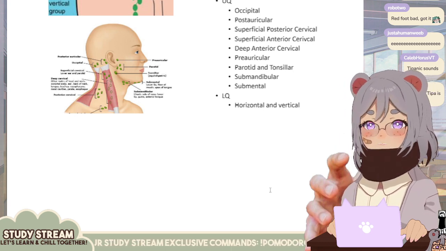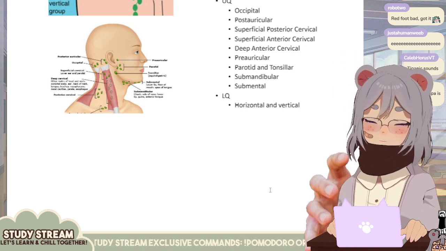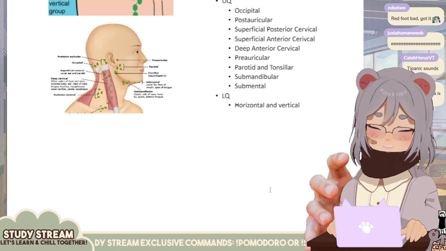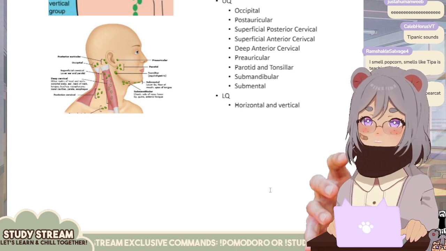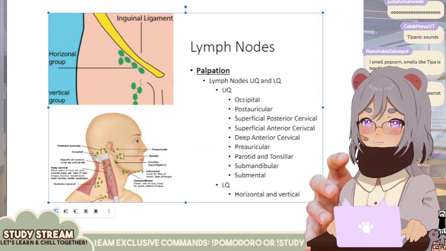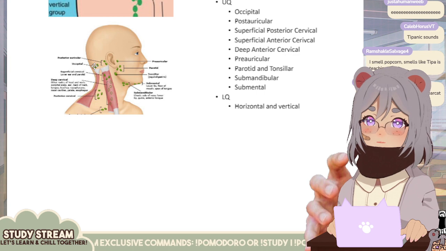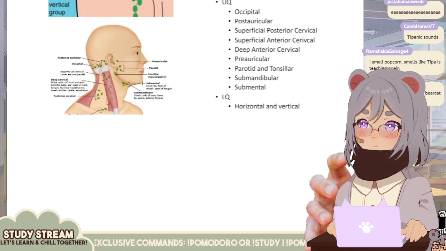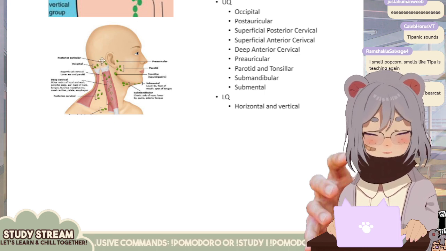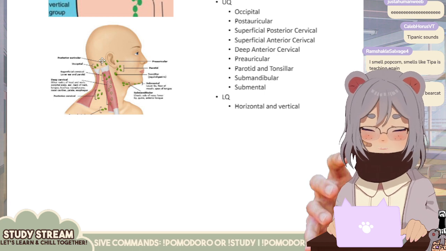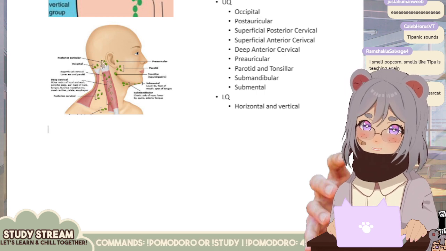For the upper quadrants, there are multiple things you want to palpate, and you can follow along with me if you'd like. You would use both hands and do it bilaterally. You would check the back of the head, the occipital, right here, and then move to post auricle, which is right here. Post meaning behind, auricle referring to the ear. So from the back of the head, palpate. Hopefully you're not feeling any masses. We'll talk about that a little bit later. We'll do behind the ears.